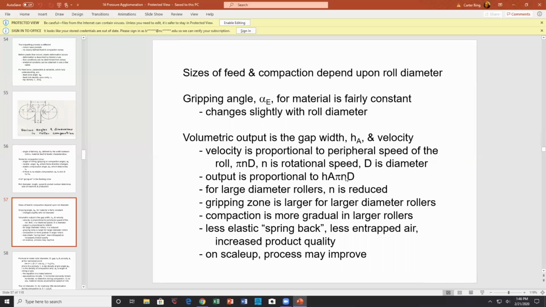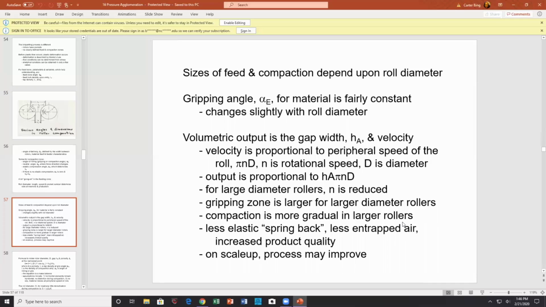That would be height times. It would be area flow, area per second. Or it could be, well, volume. Excuse me, this has got to be area. Okay, area times velocity is volumetric flow rate, right? Got it. Large diameter rollers, N is reduced. Got to figure out what N is. Rotational speed, slower. Gripping zone is larger for larger diameter rolls.